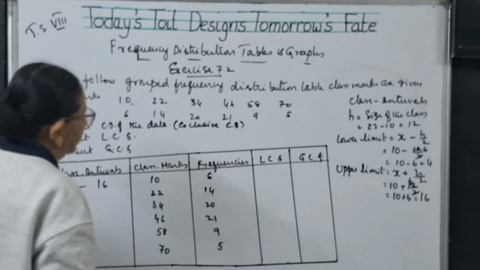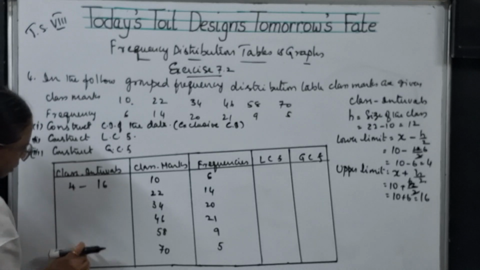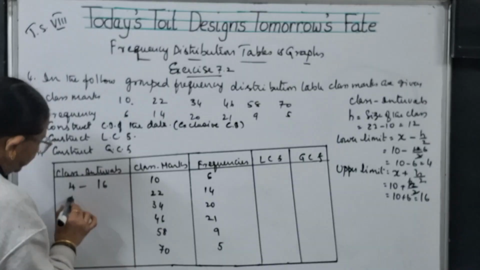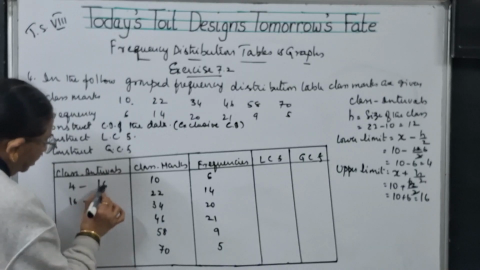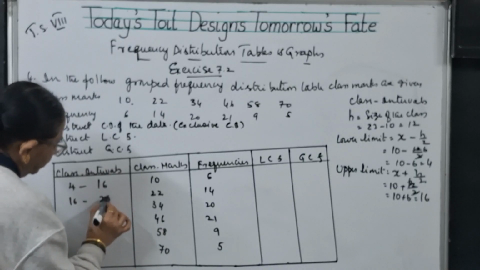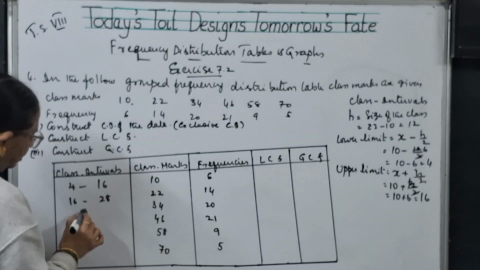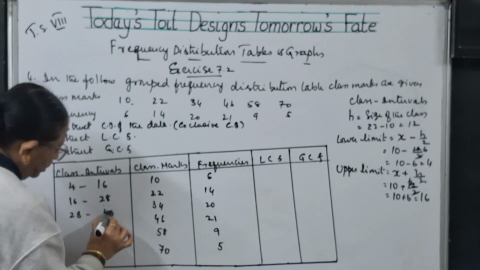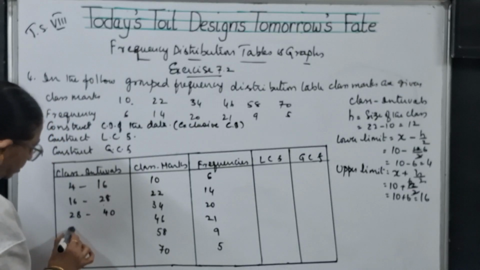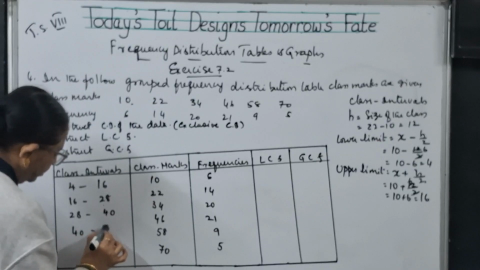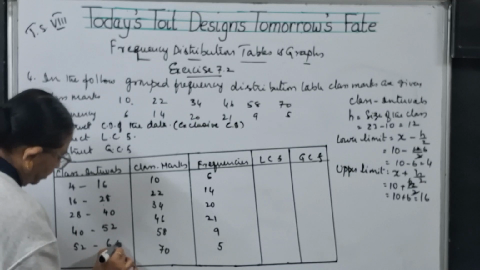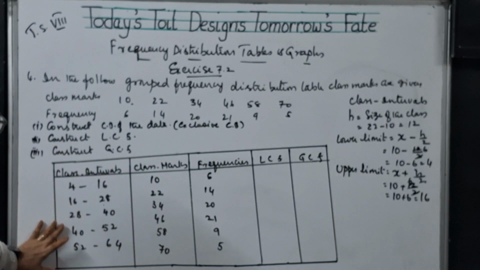As we know, the size of the class is 12. Keep on adding 12 to the lower limit, adding 12 to the upper limit. So 4 to 16, then 16 plus 12, that is 28. Then 28 to, if you add 12, 40. Next 40 to 52, 52 to 64. So you have prepared class intervals with the help of the given data.